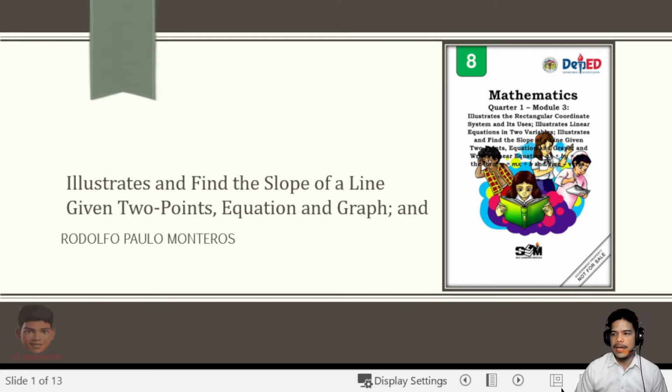So for today we have a new topic to discuss. Illustrate and find the slope of a line, given 2 points, equation and graph. Okay, are you ready? So let's start this one.